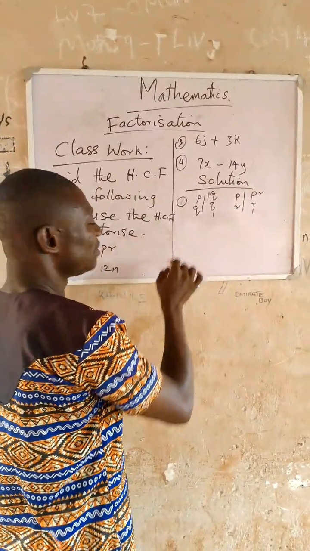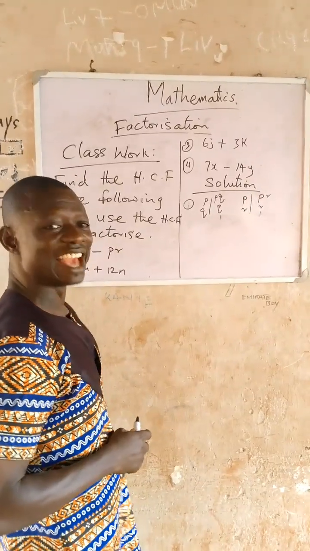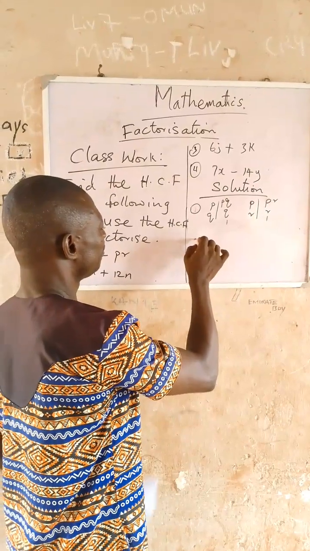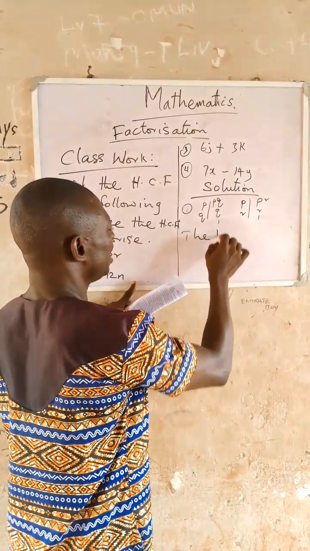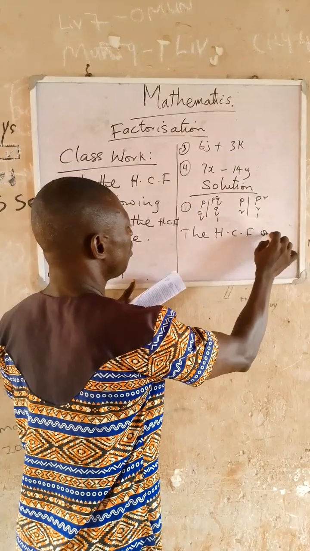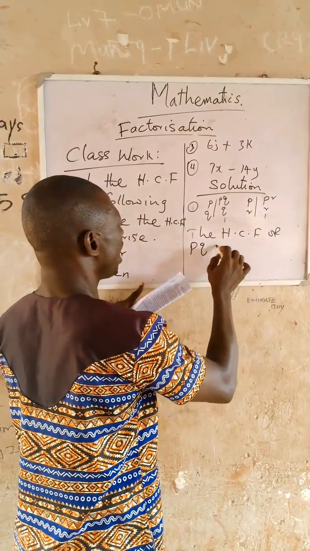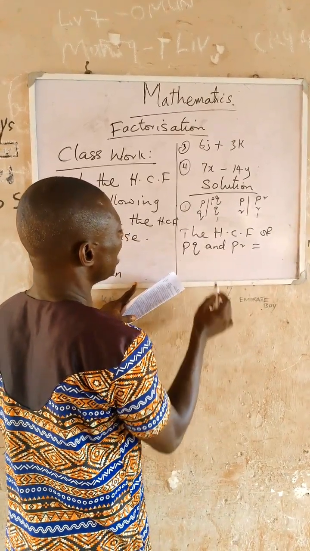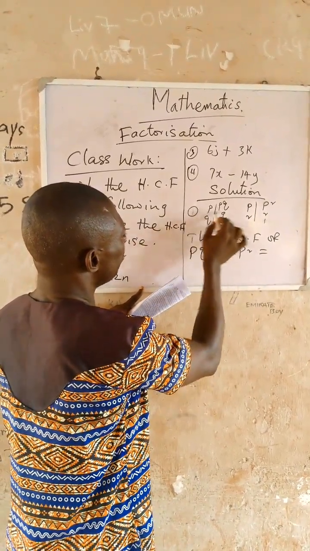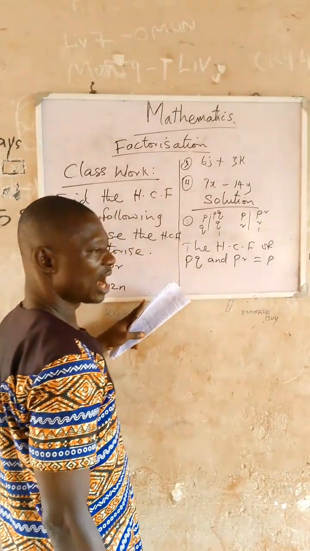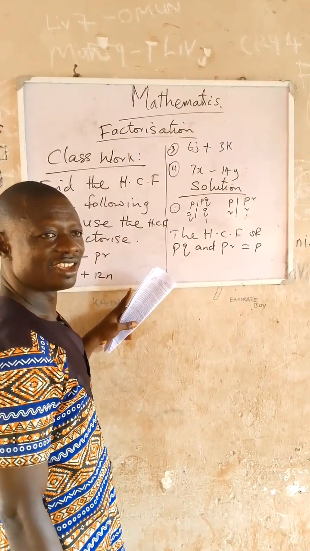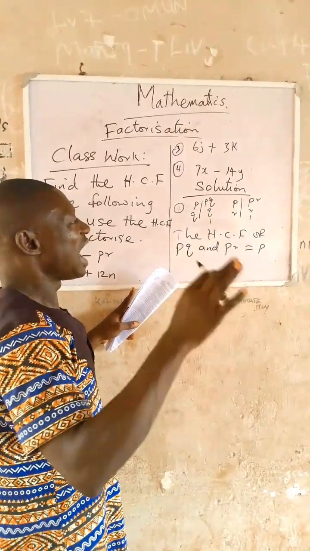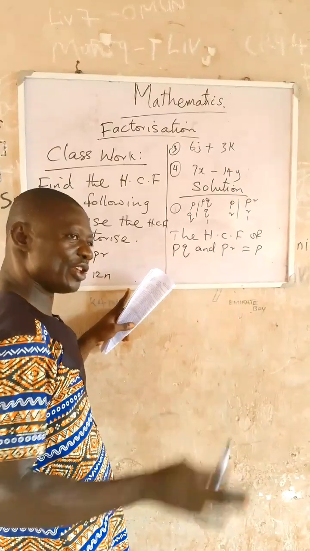We find the HCF first. The HCF of PQ and PR is equal to what? That one that is the same, which is what? P. I hope you know how it is P. Very good. The HCF of PQ and PR is P.